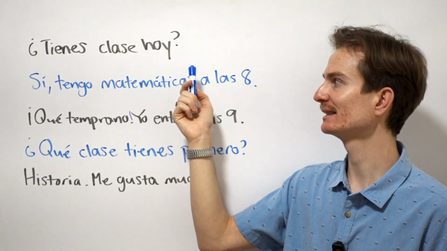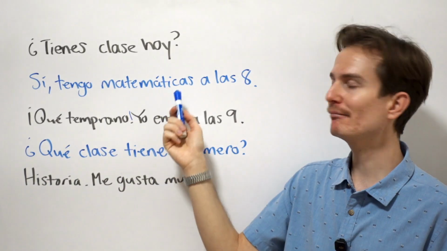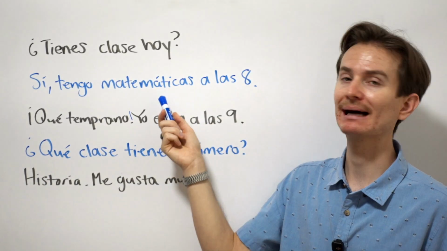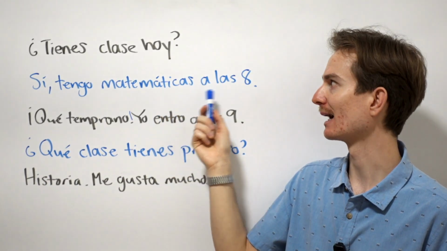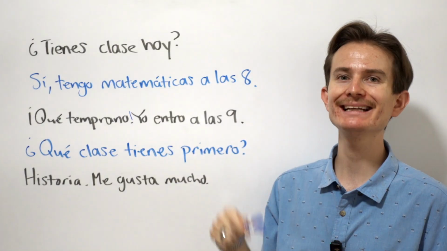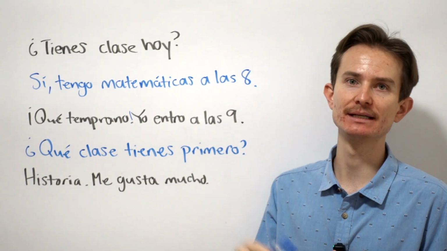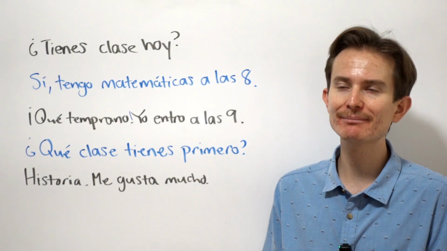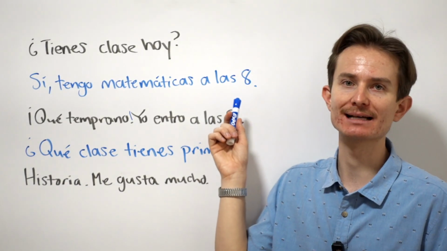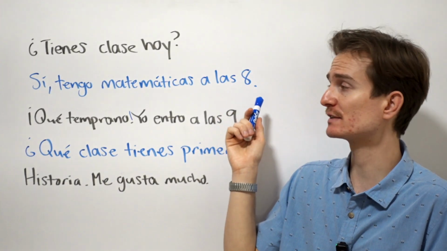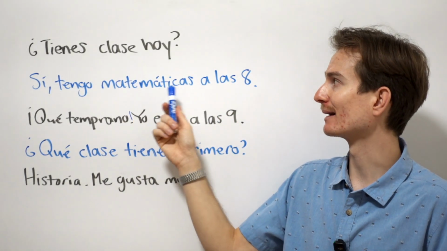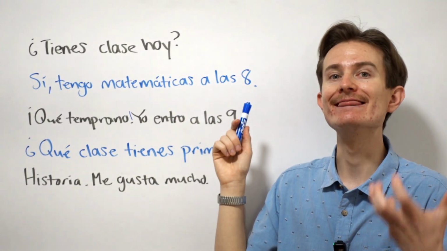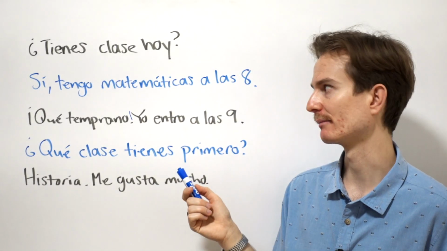Okay? ¿Tienes clase hoy? Do you have class today? Yes, I have math at 8. Matemáticas. Tricky word. A las 8. Here, I didn't add any extra context, meaning this could be in the morning or this could be at night. However, we can basically understand that we're going to have math class at 8 in the morning and not at night. So I could have said something like, sí, tengo matemáticas a las 8 de la mañana, por ejemplo.